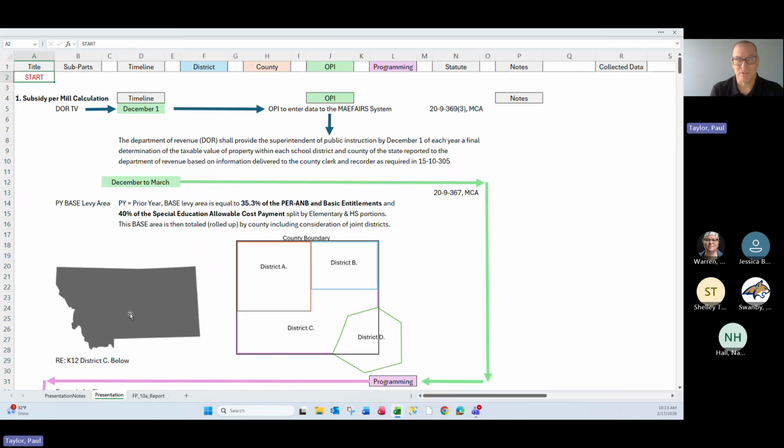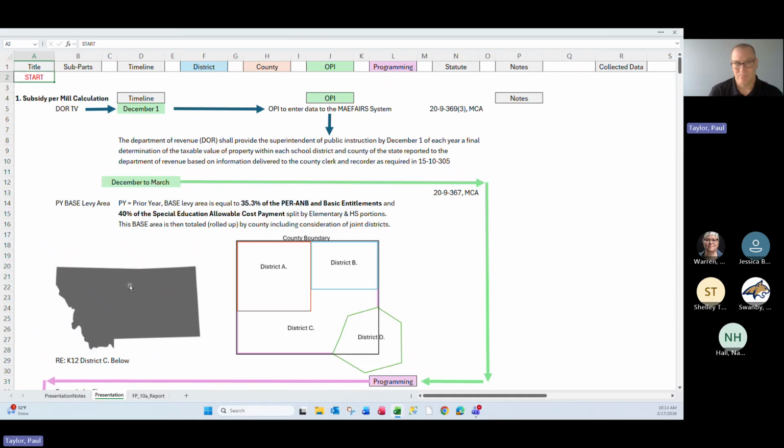Even K-12 districts are separated into elementary and high school portions for the determination of taxable valuation. And so when we get those December 1 taxable values, we have to assure that every square inch of the state is accounted for by high schools and elementaries. And we also verify and assure that those two values equal each other, because the value of property in elementary districts equals that of high school districts. And it's important for the calculation. Let's talk about the calculation a little bit.